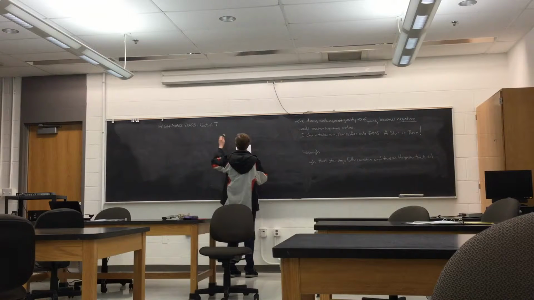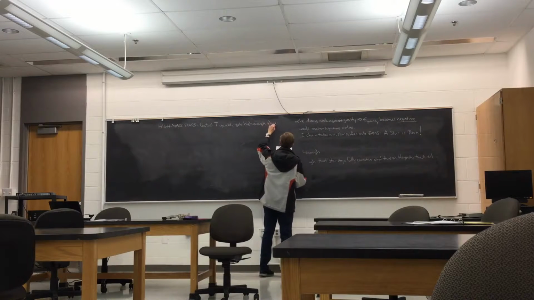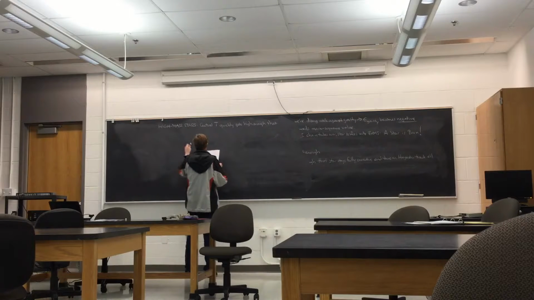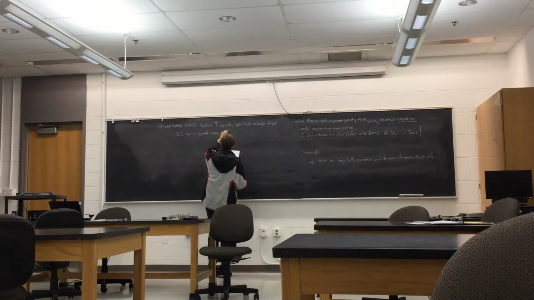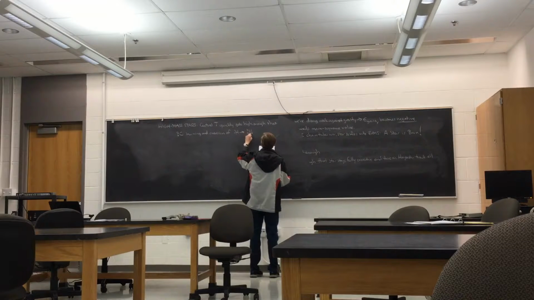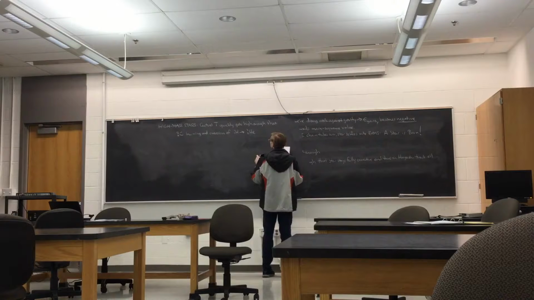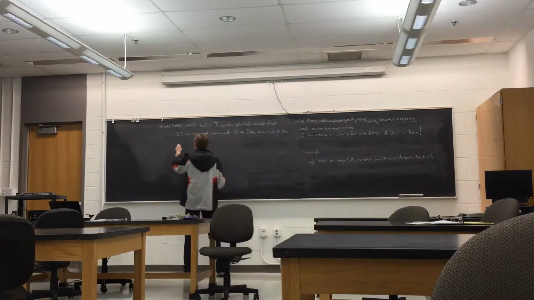Central T quickly gets high enough that carbon-12 burning and conversion of hydrogen to helium-3, those first two steps of PP1, begin while the star is high up on the Hayashi track.